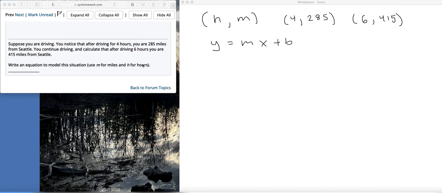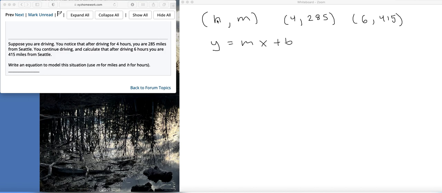Write an equation to model the situation, and use m for miles and h for hours, which I think is annoying because m is slope and it makes it confusing, but oh well, that's what they told us to do. So they're giving us the ordered pair where it looks like we're putting in hours and we're getting out miles.